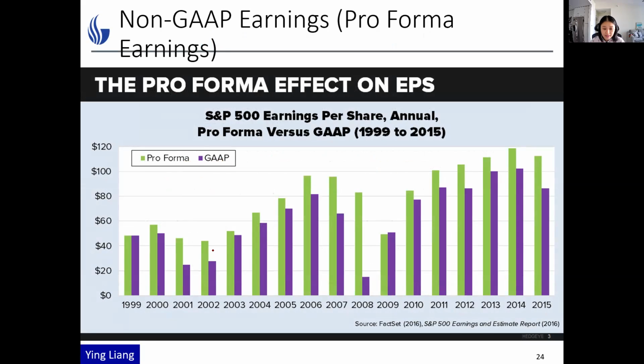In 15 out of the 17 years, you will see the pro forma, non-GAAP EPS greater than the GAAP EPS. The green bar is always above, except for the year right after the financial crisis, when we start with an equal one. Other than that, every non-GAAP EPS is greater than the GAAP. So you see there must be something. It's easier to have something fraudulent going on.